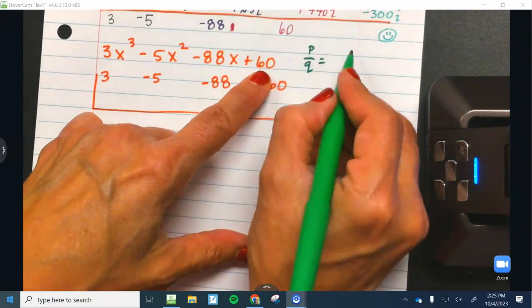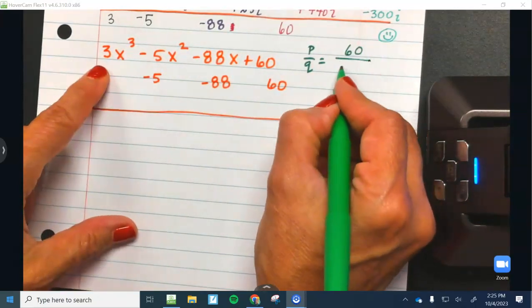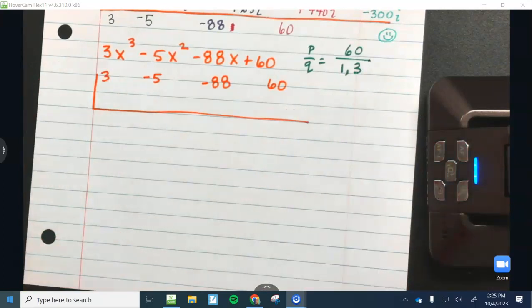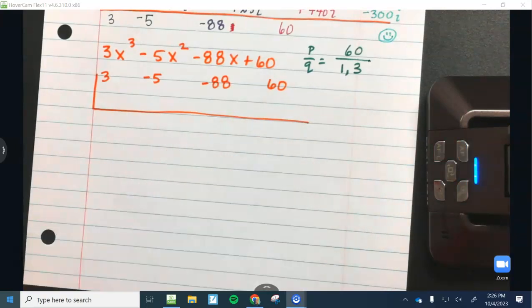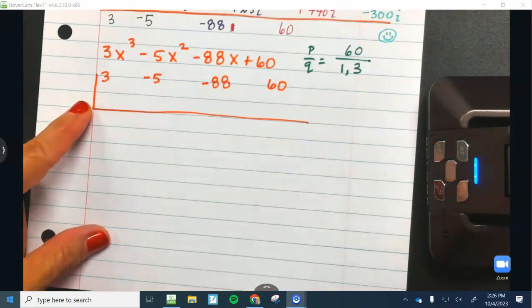Okay, so the last number is 60. It's going to be all the factors of 60 divided by all the factors of 3. And I don't need to list all those out because that's not part of the instructions, y'all. This is just a tool for me to find the zeros. At the top of your paper, next to example 3, you should have written find all zeros. That's all we need to work on. This is just our toolkit to figure out what we're going to try to put here.